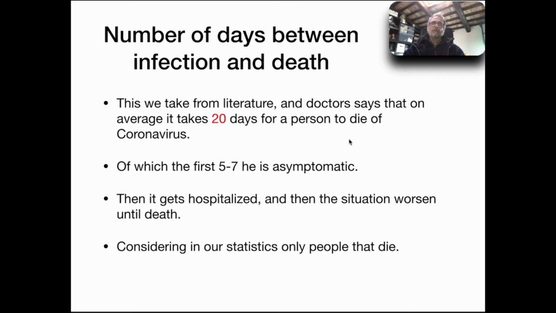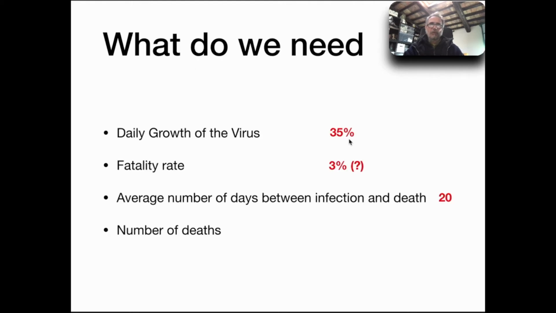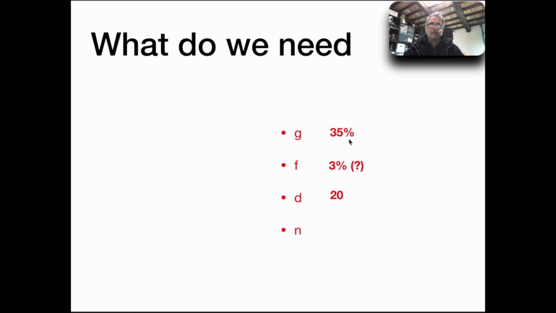Now, what about the number of days between infection and death? Here we can use the literature, and doctors will tell us that it takes about 20 days for a person who catches coronavirus, if they are going to die, to die on average. The first days are usually asymptomatic, then they have mild symptoms, then it gets worse, and eventually they might die around 20 days later. And here we are only considering people that actually die. So we can put 20 over here, and we leave the number of deaths for the side.